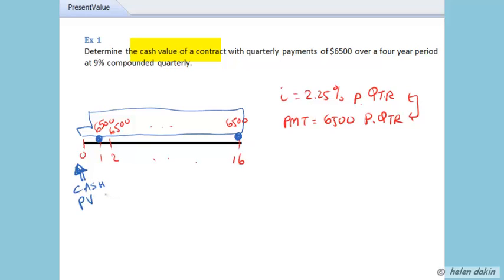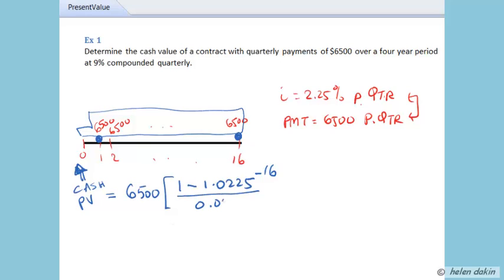And the present value of this annuity is simply given by the product of the annuity payments and the discount factor for an ordinary simple annuity. So we've got $6,500 per quarter as the annuity payment, multiplied by the discount factor for that annuity, which is 1 minus 1.0225, with an exponent of negative 16, divided by 0.0225, the interest rate per period. That negative 16 corresponds to the number of annuity payments.